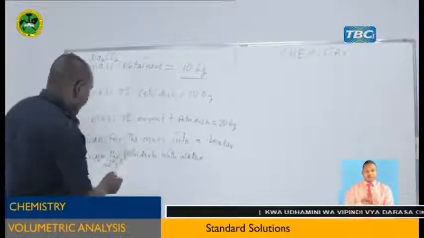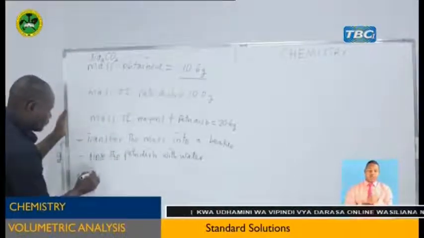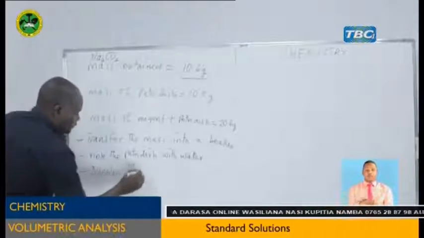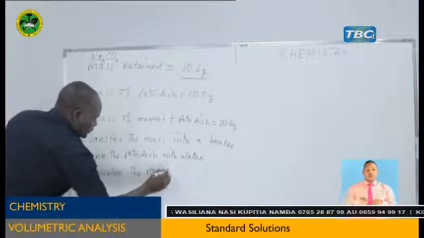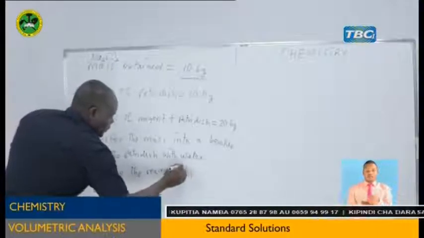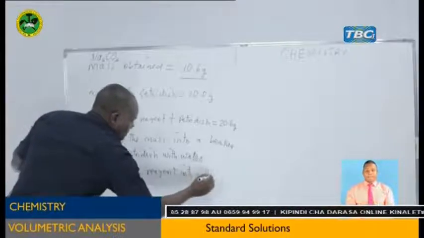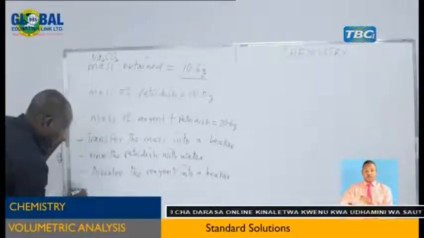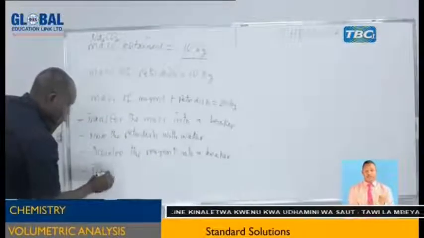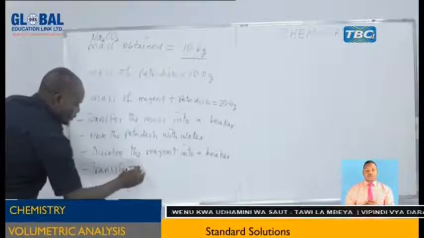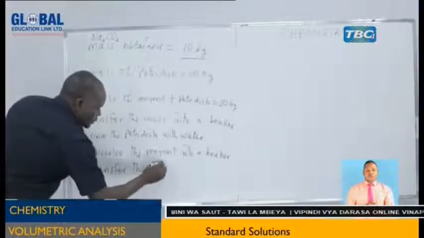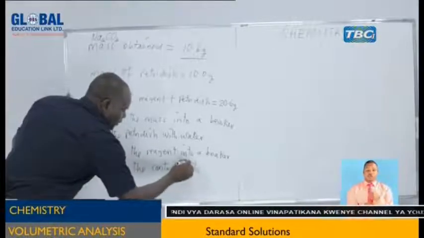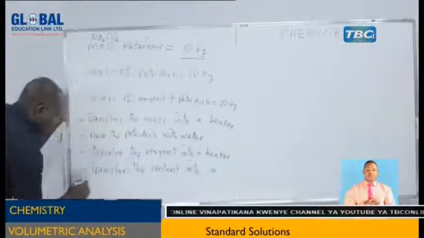After dissolving it, so here we dissolve the reagent in a beaker. Then after dissolving it, transfer the content into a volumetric flask.